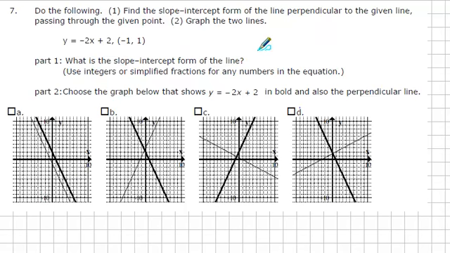Do the following. Number 1. Find the slope-intercept form of the line perpendicular to the given line and passing through the given point. Number 2. Graph the two lines.